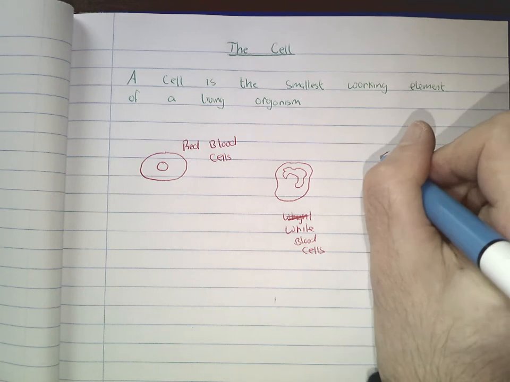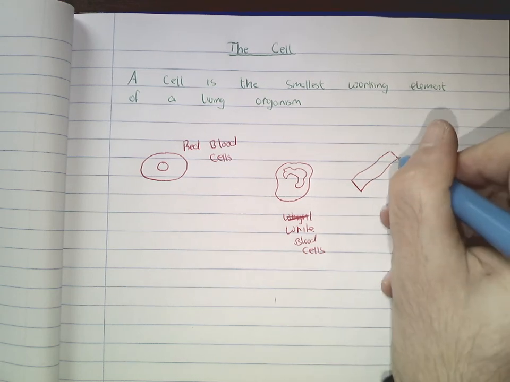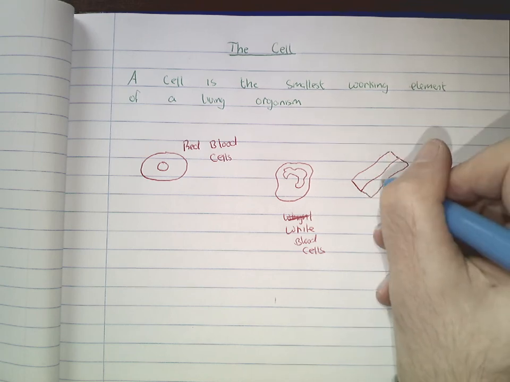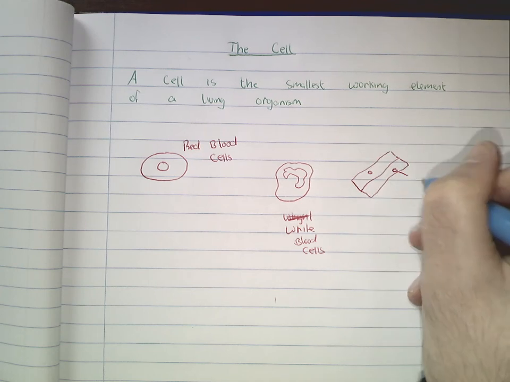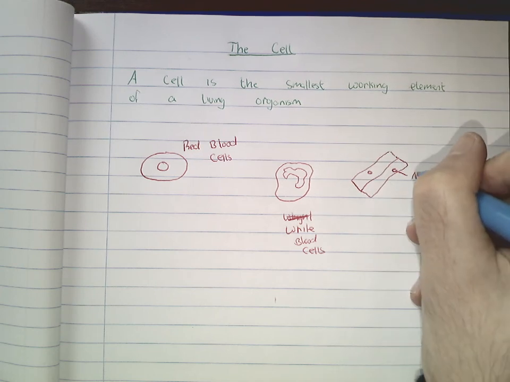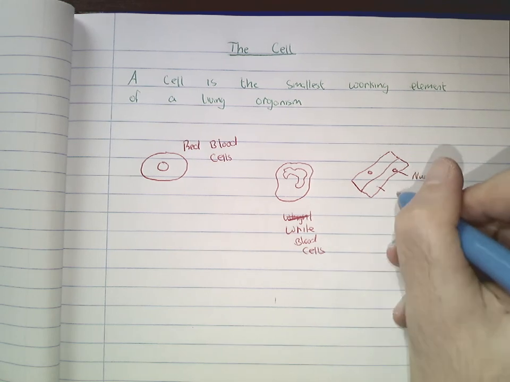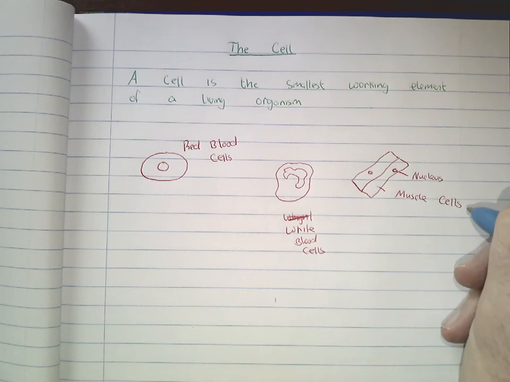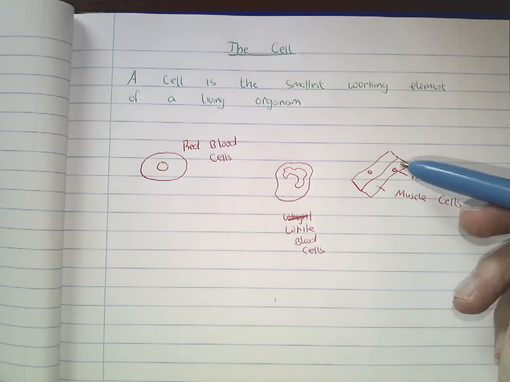We have muscle cells. They're kind of like long, fibrous cells like this, and they have these parts in it. These are called nucleus. And these are called muscle cells. Muscle cells are used to move bones, for example, in the body.